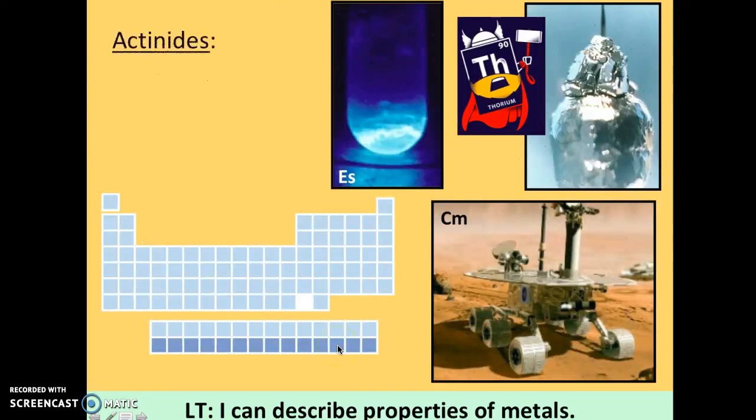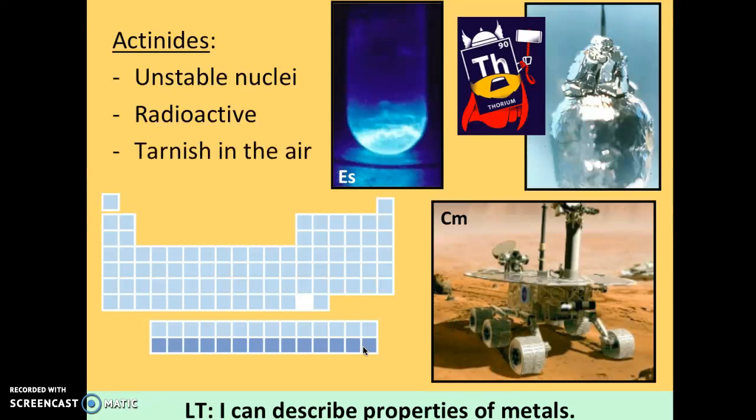All right, the next group is actinides. Those are right under the lanthanides. They have unstable nuclei, so the nucleus is unstable, which makes them radioactive. They tarnish easily just in the air. All right, some examples of the actinides there. We've got einsteinium. Einsteinium has no real uses. It's only used in very small amounts.